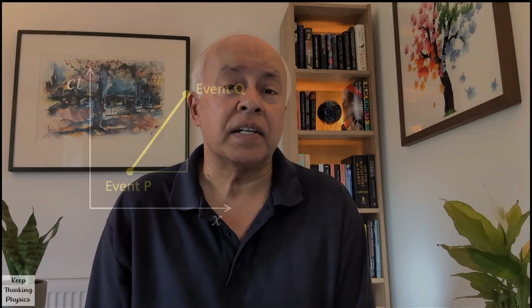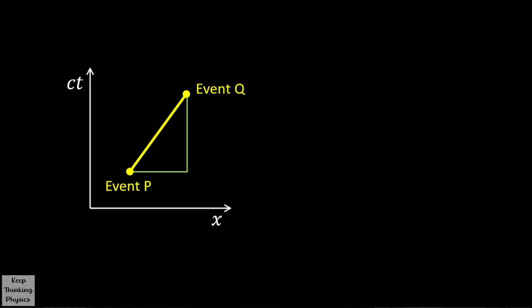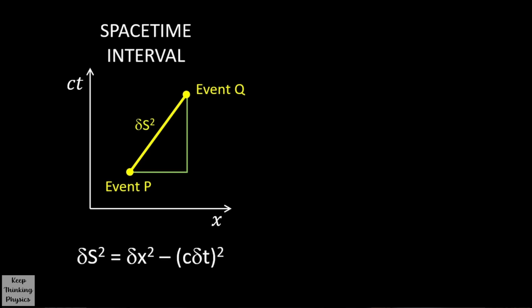Suppose there are two events in space-time, p and q. What we want to work out is the interval in space-time between the two events, and we can call this the space-time interval, ds squared. The space-time interval, ds squared, is given by the equation ds squared equals dx squared minus ct squared.